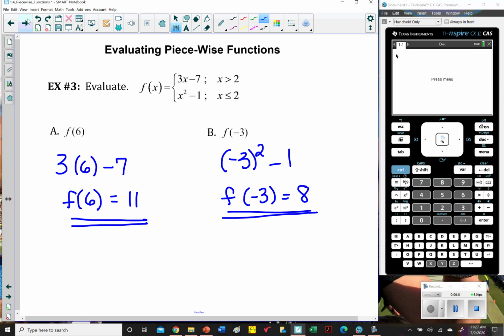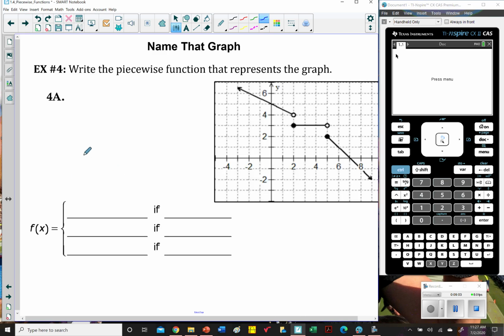In example 4, we're going to work backwards now. I'm giving you the graph and asking you to find each expression and the subdomain. So starting here on the left, I see that the equation has a y-intercept of 5, and it looks like the slope is -1/2. So that first expression or first equation is -1/2 x plus 5. There's an open circle here at 2. So the subdomain would be for x less than 2.